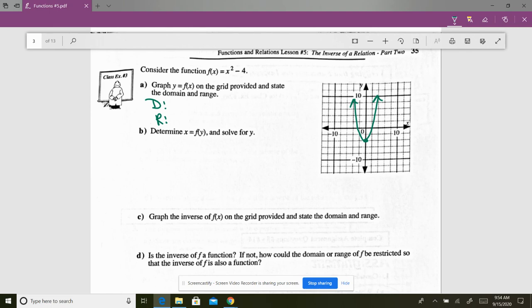What number can you not divide by? 0. Is x in the denominator in this case? No. Or what numbers can you not square root? Negatives. Is there a square root in this function? So are there any domain restrictions? No. So what do we write?